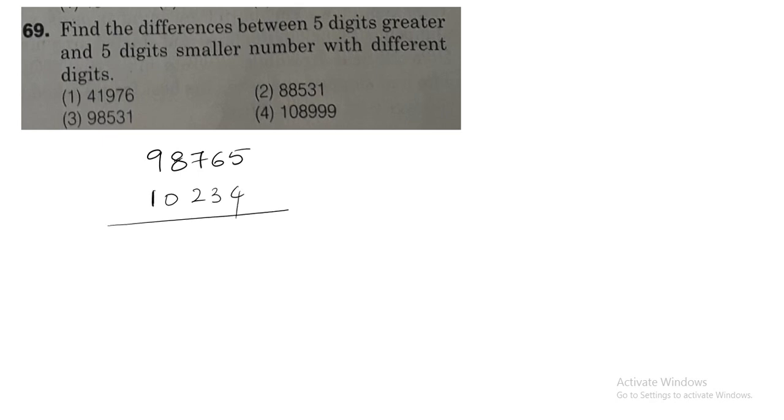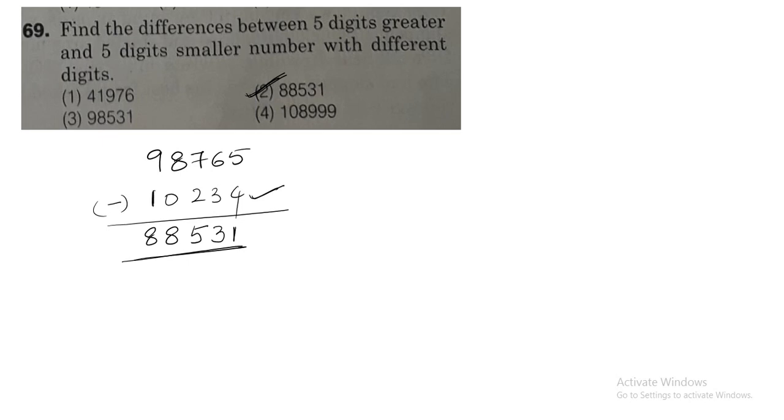Now when I subtract, this is my smallest 5-digit number with different digits, and 98765 is my greatest number with different digits. So 5 minus 4 is 1, 6 minus 3 is 3, 7 minus 2 is 5, 8 minus 0 is 8, 9 minus 1 is 8. So the answer is 88531.